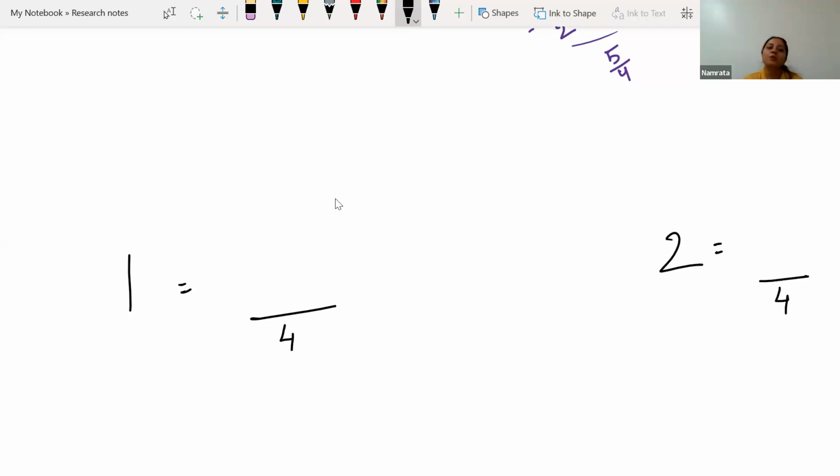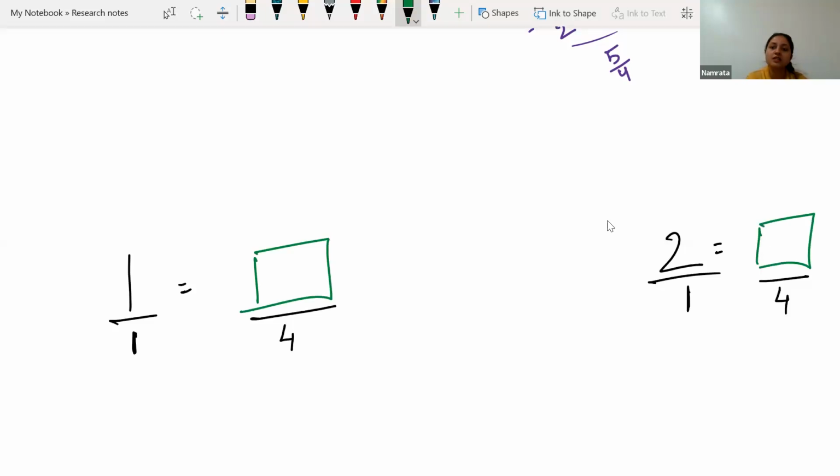Okay. Now, equivalent fractions we are converting. If you are not understanding, 1 can be written as 1 by 1, and 2 can be written as 2 by 1. Okay. And this type of fill in the blanks you have done in the previous lower classes. If there is a box like this, can you tell me what should be there in the first box here? 1 became 4. Then this one will also become 4. Yeah. Here 1 became 4. Then this 2 will become.